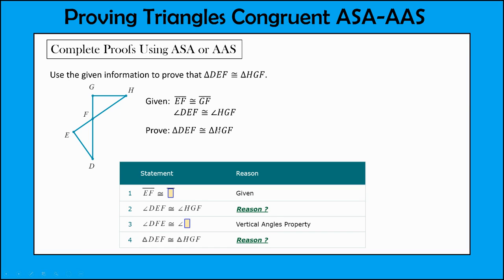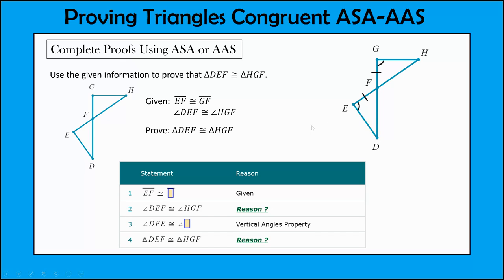So the first thing I'm always going to tell you to do is we have to have a plan of attack. We have to be able to see what we have, and what else we can prove. So I redraw it, and then I label what I know. I know EF is congruent to GF, so I know those two sides are congruent. I know angle DEF, trace it, that angle, and angle HGF, that angle. I know those two are congruent. So I know an angle and I know a side.